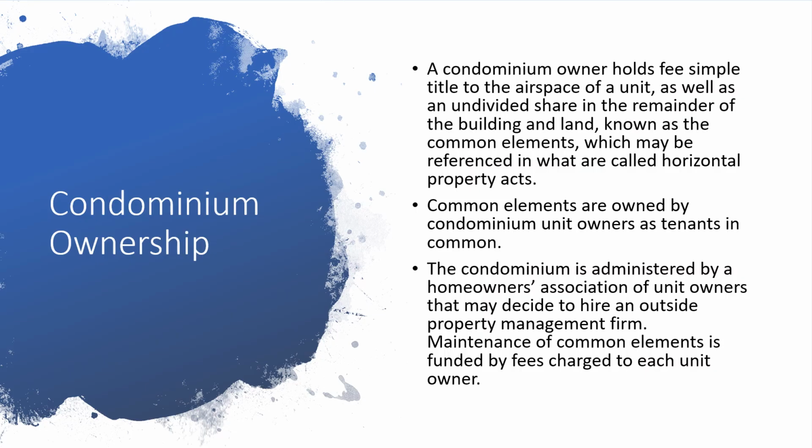A condominium owner holds a fee simple title to the airspace of a unit, as well as an undivided share in the remainder of the building and land, known as common elements, which may be referenced in what are called horizontal property acts. Common elements are owned by condominium unit owners as tenants in common. The condominium is administered by a homeowners association of unit owners that may decide to hire an outside property management firm. Maintenance of common elements is funded by the fees charged to each unit owner.